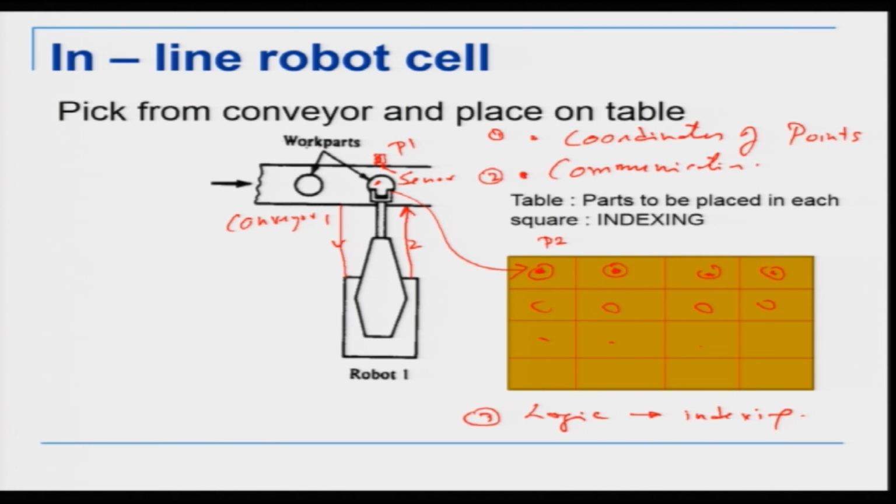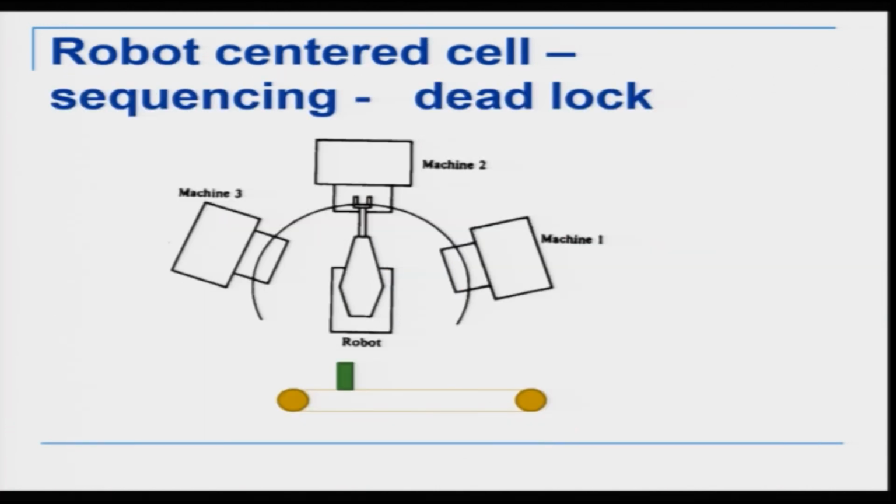First of all, the coordinates of the points where it has to pick up, there has to be some communication between the machines, and there has to be some logic for indexing to the various points in this pallet. So, the next thing that we will look at is how to index, what kind of logic is used, and then how to communicate.